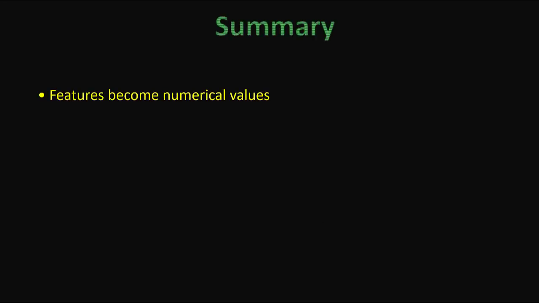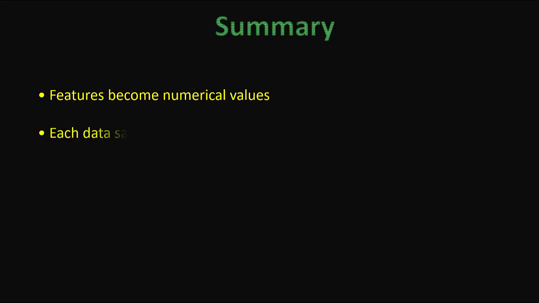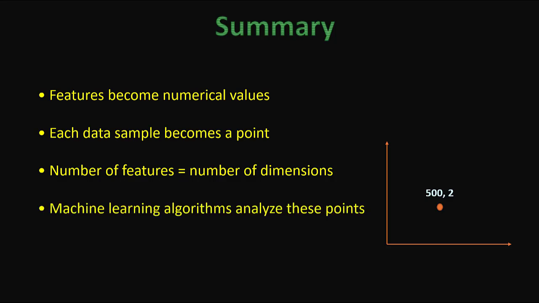Let us summarize. Features are converted into numerical values. Here, size and rooms are converted to numerical values. Then each data sample becomes a point, as we saw in the example of the house. This point is in two-dimensional space. The number of features equals the number of dimensions. Here we have two features, so we have two dimensions. Machine learning algorithms analyze these points.